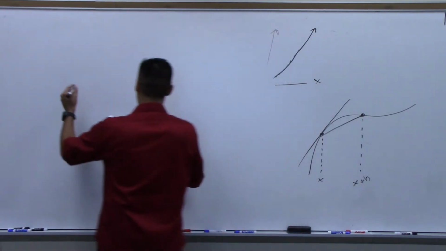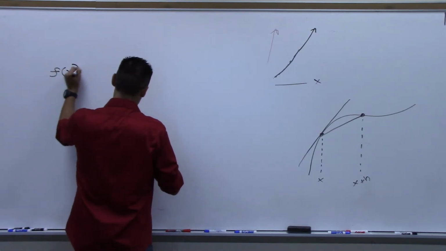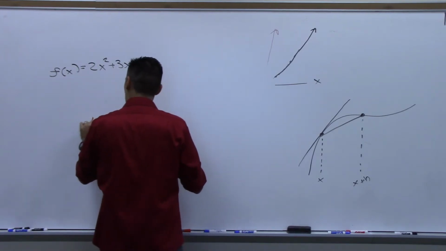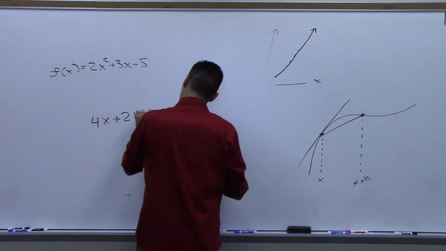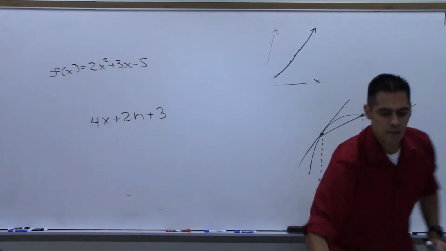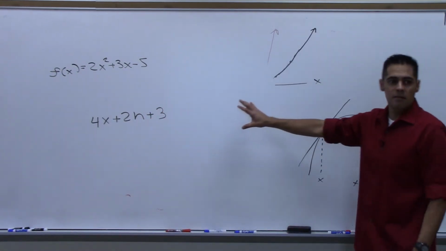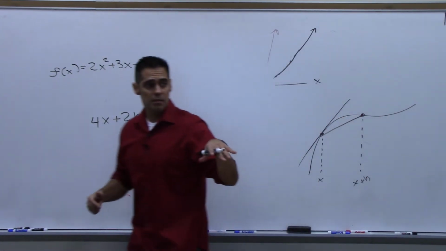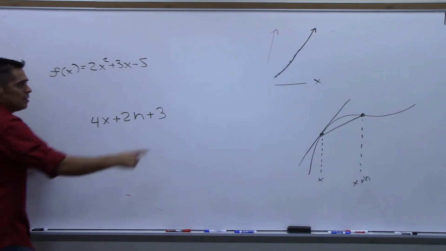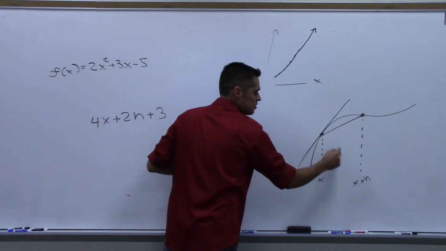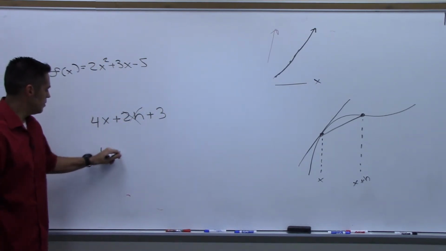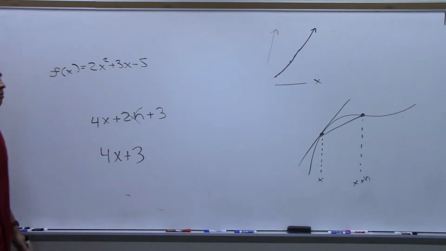The original function was 2x squared plus 3x minus 5. You got a difference quotient of 4x plus 2h plus 3, right? So if I want to find the slope of a tangent line, I'm going to let this point come to this point, so I let h go to 0, and you get 4x plus 3. Do you agree?